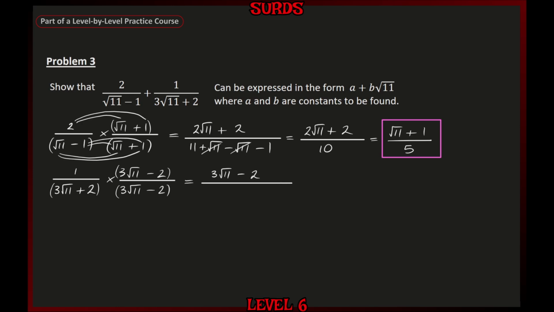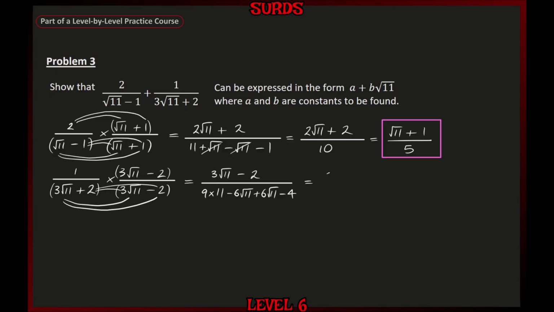In the denominator, we can start by multiplying 3 root 11 by 3 root 11. Well, 3 times 3 is 9, and root 11 times root 11 is 11, so we get 9 times 11. 3 root 11 times minus 2 is minus 6 root 11. 2 times 3 root 11 is plus 6 root 11. And finally, 2 times minus 2 is minus 4.